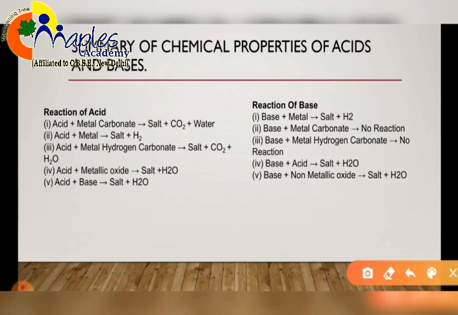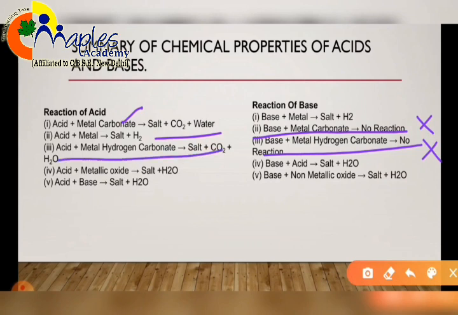Here we can discuss the summary. First, acids react with metal carbonates, forming salt, carbon dioxide and water. Bases do not react with metal carbonates or hydrogen carbonates to give the corresponding salt, water and carbon dioxide. Next, acids react with metals, forming salt plus hydrogen gas. Bases also react, but only a few metals can react with bases to give hydrogen gas plus salt.